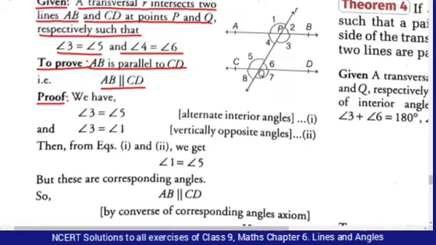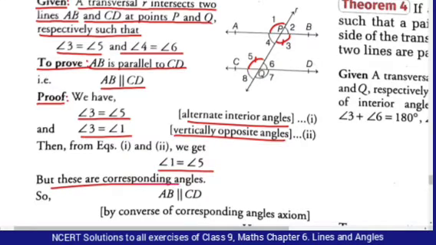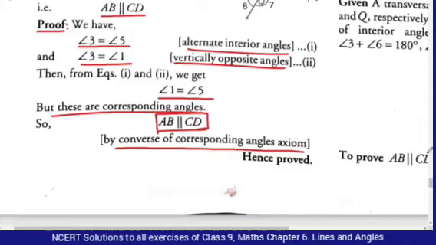Proof: we have angle 3 is equal to angle 5, that is, alternate interior angles, and angle 3 is equal to angle 1. These are vertically opposite angles. Take these as equation numbers 1 and 2. Then from equations 1 and 2 we get angle 1 is equal to angle 5. But these are corresponding angles. So AB is parallel to CD by the converse of the corresponding angles axiom.